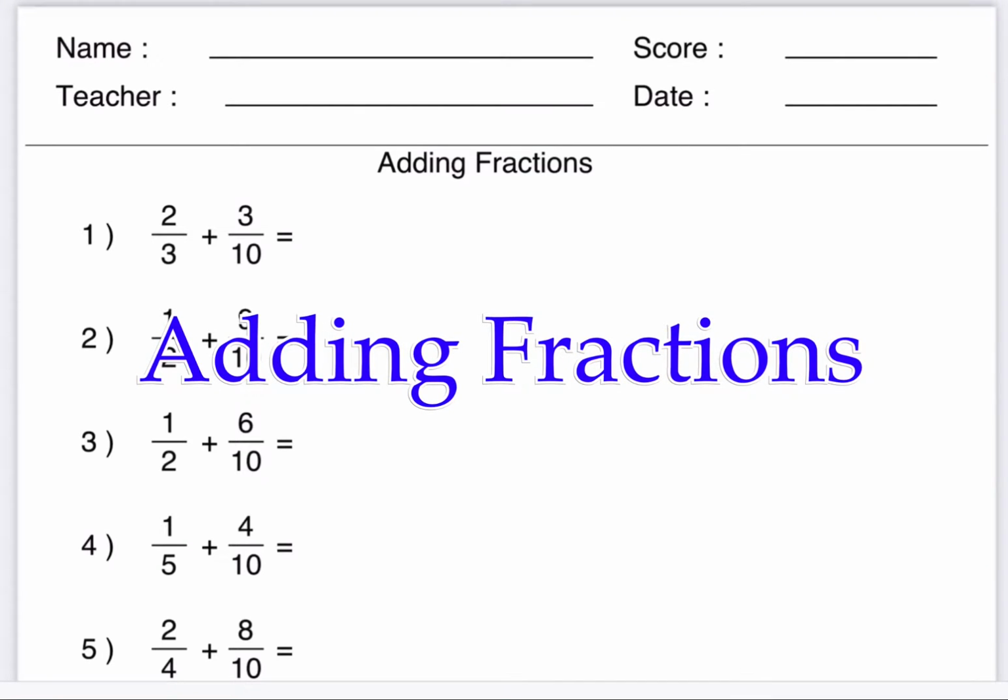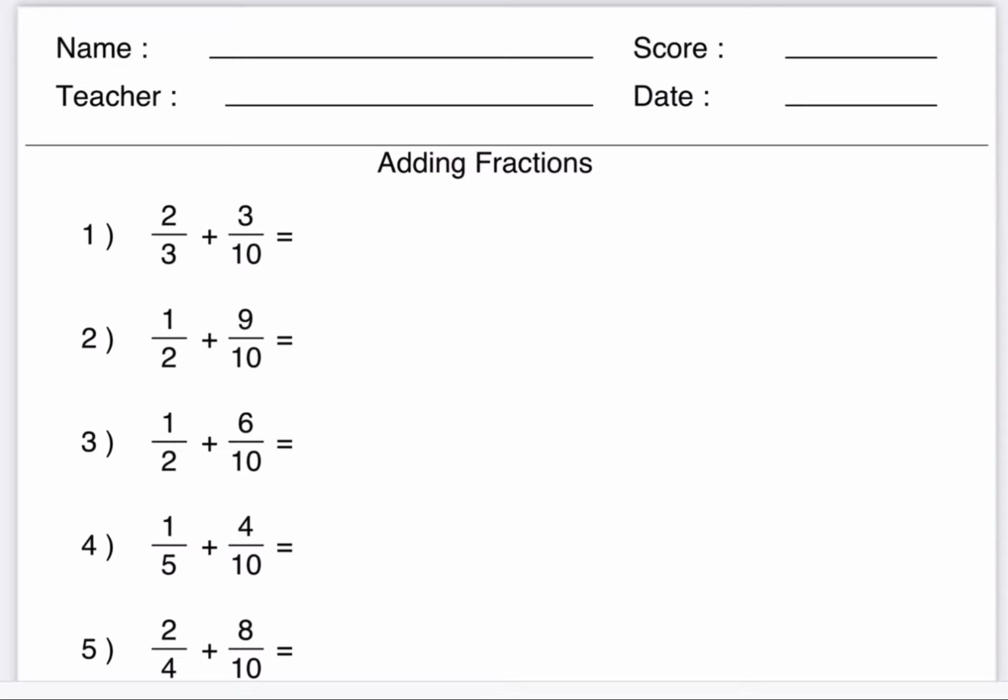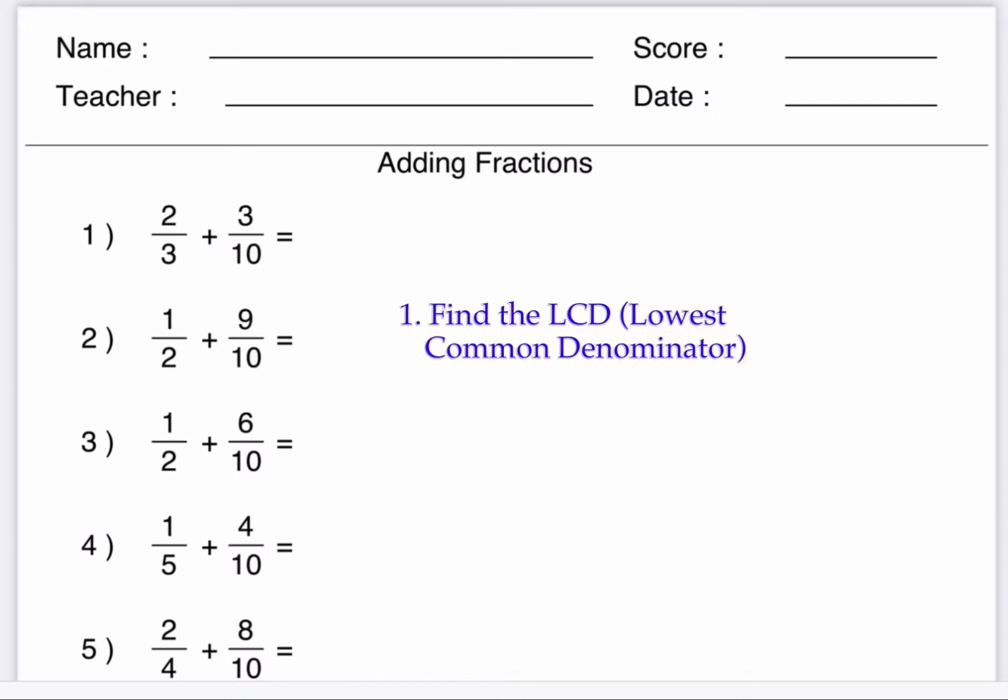Okay, so when adding fractions, there's three steps we've got to take. If we don't have a common denominator, we have to find our lowest common denominator. So that's the first thing: find the LCD, or the lowest common denominator. The second step is to convert each fraction so that it has the same common denominator. And the last step is to add the fractions.